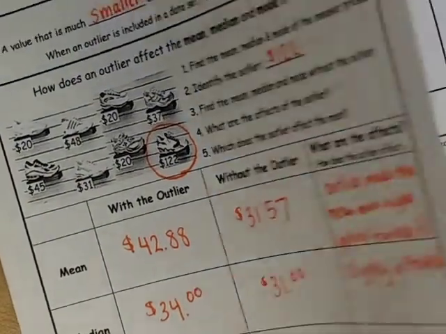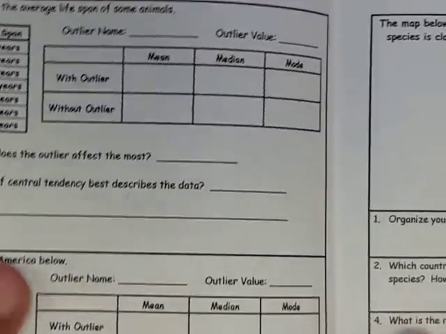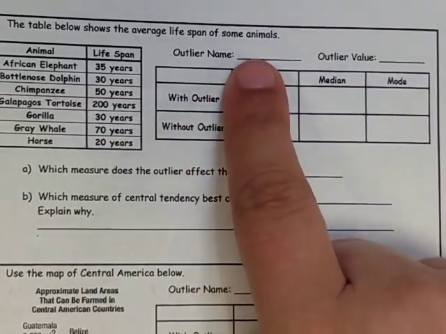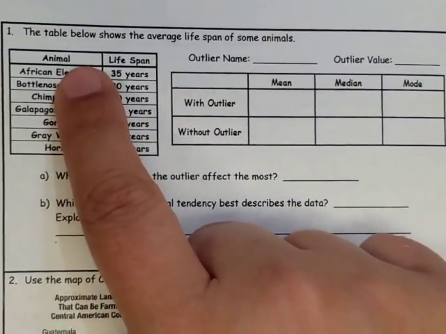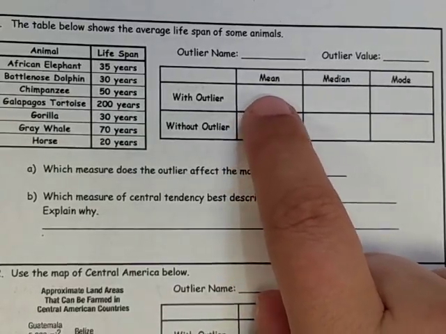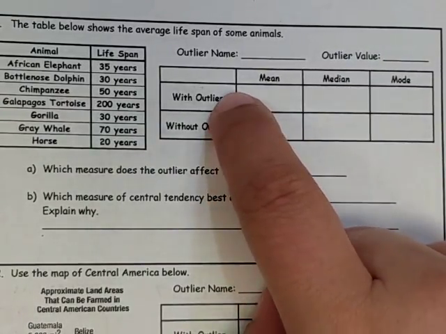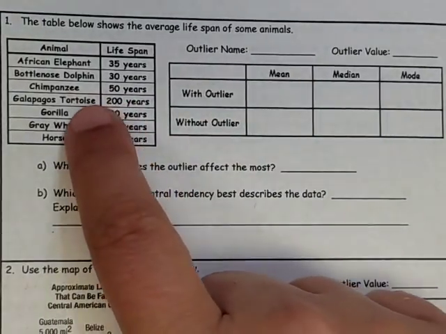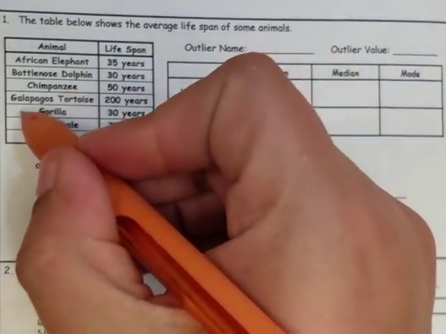Then on the inside, that's pretty much it. That's all that you're going to be doing with Outliers. You're going to name the outlier over here, based on the animals and how long they live. Then you're going to give the value of it, and then you're going to find the mean, median, and mode with it. Over here it looks like the Galapagos tortoise is the one that is the outlier.